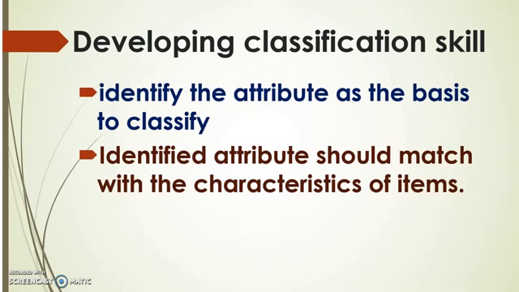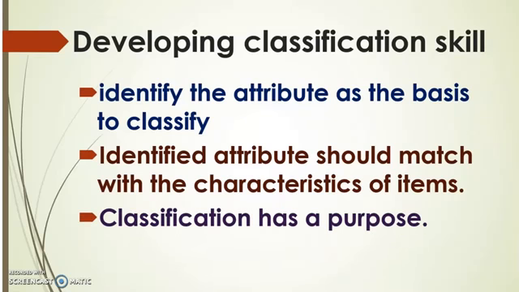Like if they want to classify things on the basis of color, then you must provide things of different colors; only then can they classify on the basis of color. If they want to classify on the basis of touch, you should provide material with different types of surface, some rough and some smooth. Only then can they classify the material on the basis of texture. So whatever attribute they identify for classification, that characteristic should be present in the items.